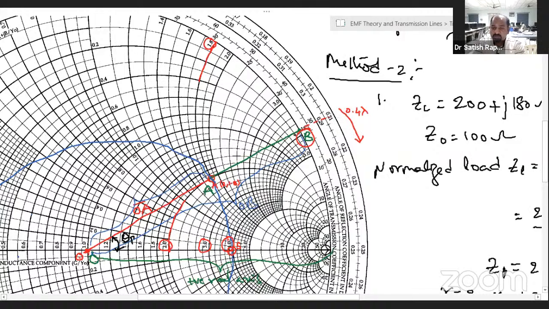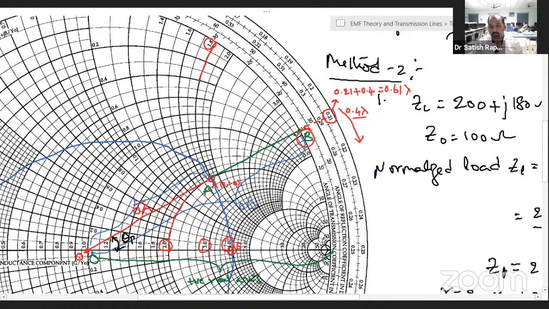So 0.4 lambda in the sense what? What is this? This is 0.21, right? So 0.21 plus 0.4 is equal to 0.61 lambda. So this one is 0.21 and we have to move a distance 0.4. Therefore the total distance 0.21 plus 0.4 is 0.61 lambda.